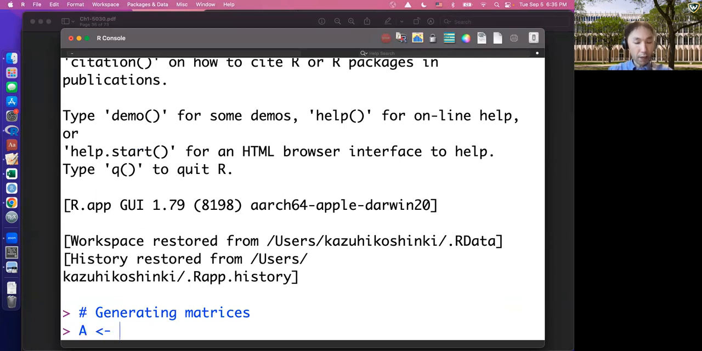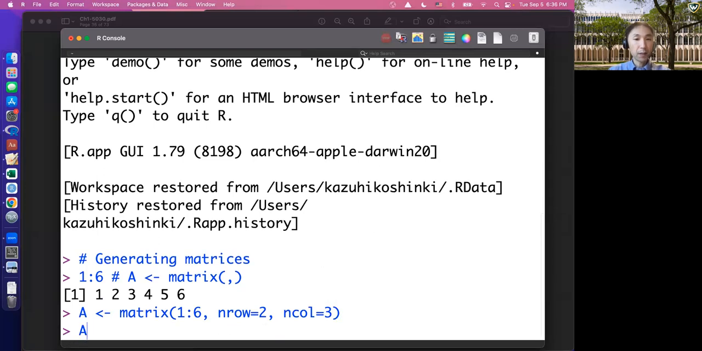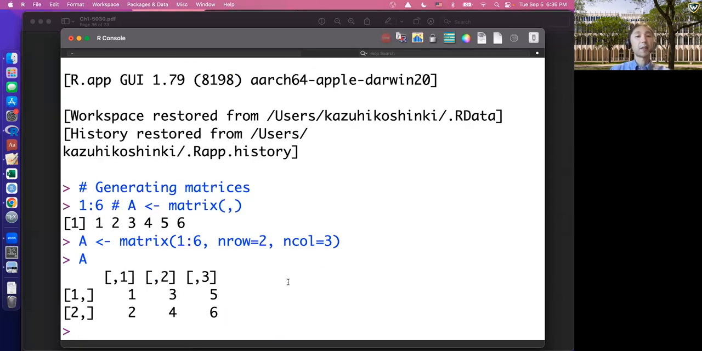One way to declare a matrix is using the matrix function. So matrix 1:6, this is a sequence from 1 to 6. If I just type 1:6, that is a vector. Maybe I can show you. So this is just a vector. But if we put this sequence of numbers in the matrix function with some options, number of rows 2 and the number of columns 3, then you can see the matrix A as this. So this is at least one way to generate a matrix.